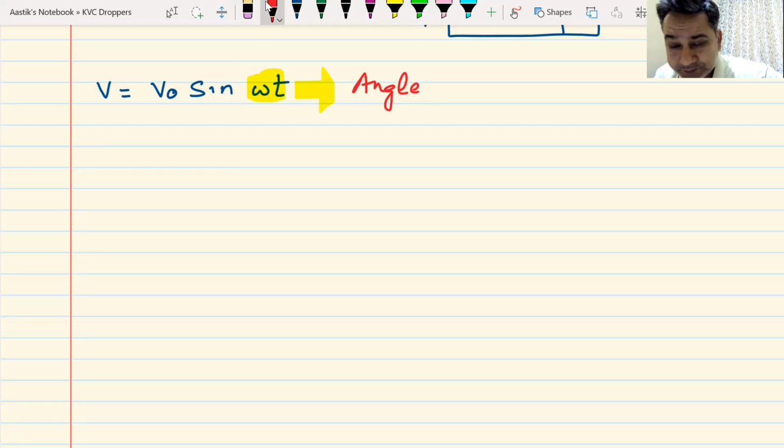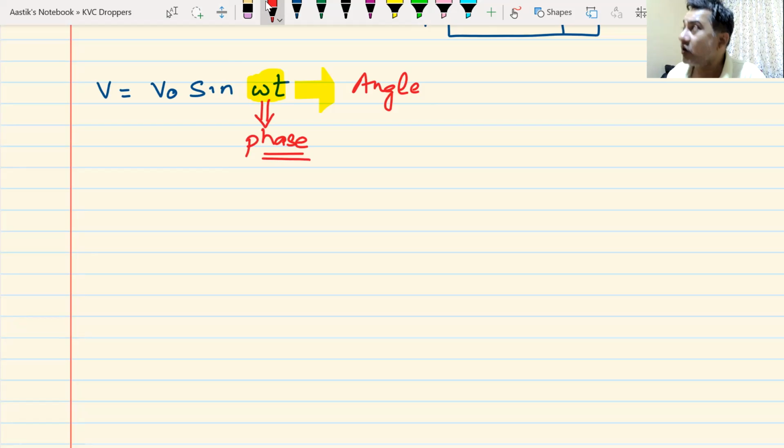Do we understand this? So instead of calling it an angle right now, I can also call it the phase of the voltage. You can call it the phase of the voltage because it tells us what is the value of the voltage, where is the voltage, how much is the voltage. This is known as the phase of the voltage. Do we understand this? This entire thing, omega into t, is known as the phase. Yes or no? Yes, sir.